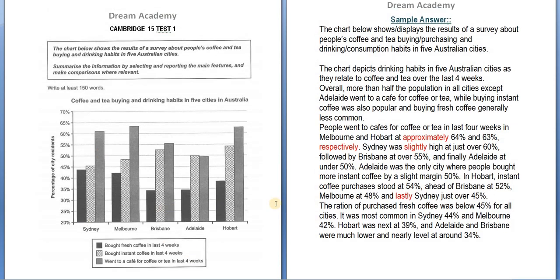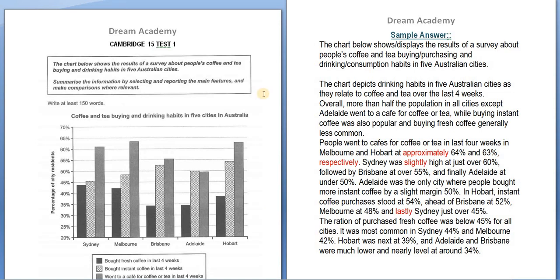So here at first, in the first line, look, the chart below shows or displays the result of a survey about people's coffee and tea buying / purchasing and drinking or consumption habits in 5 Australian cities. So look at the question at first. We will have to paraphrase this question.